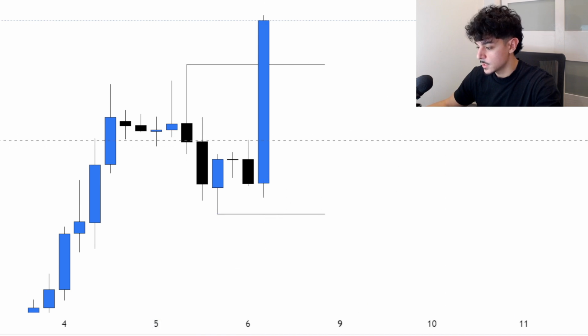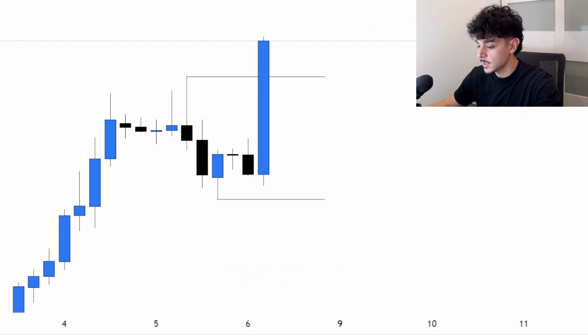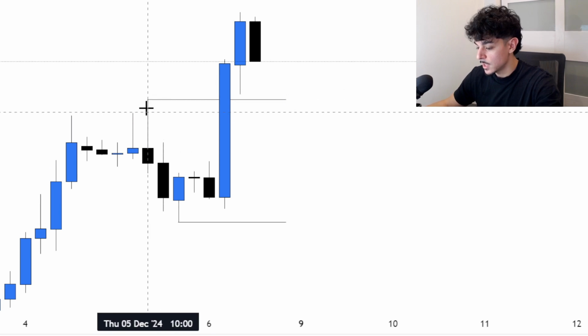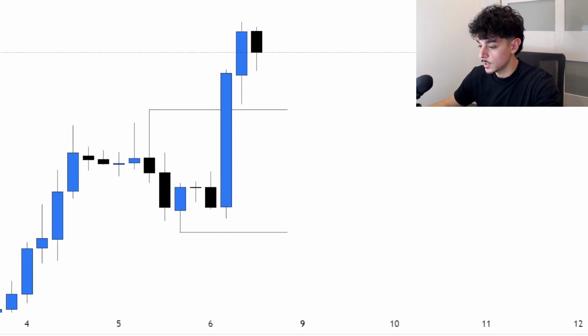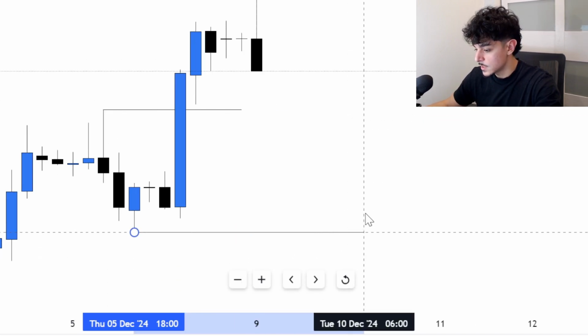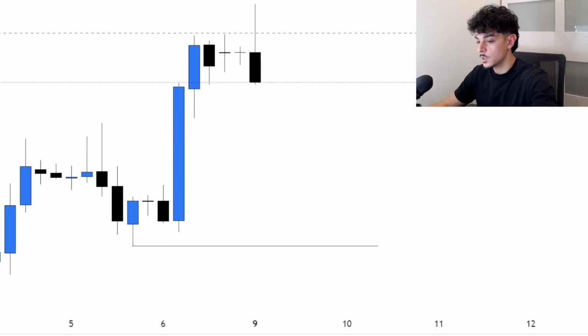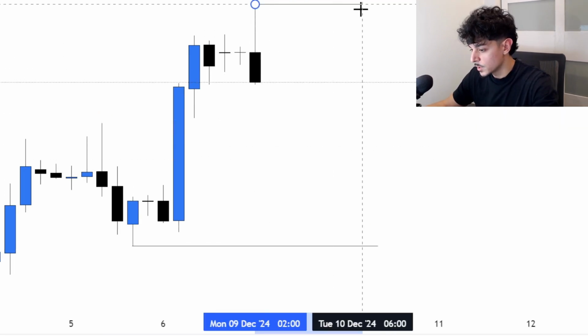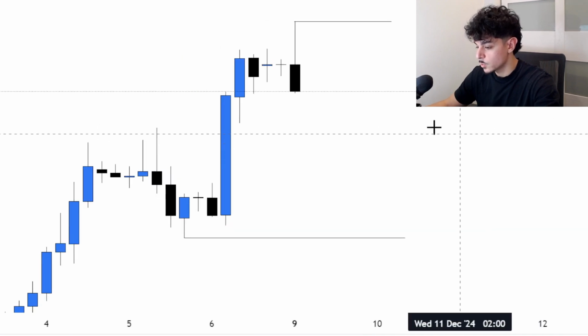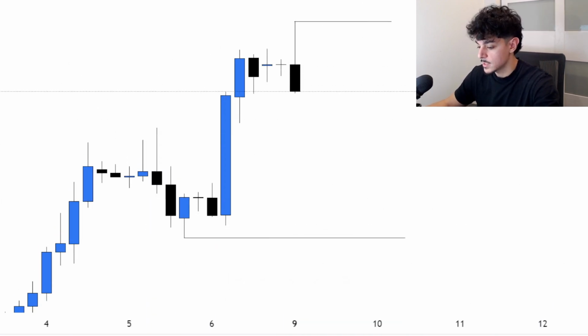And right there you can see we broke above the buy side, which means that we did not sweep liquidity, we just broke above it. So then we still have the sell side as our liquidity pool. Right now you can see we formed a swing high. So this would be my buy side and this would be my sell side.